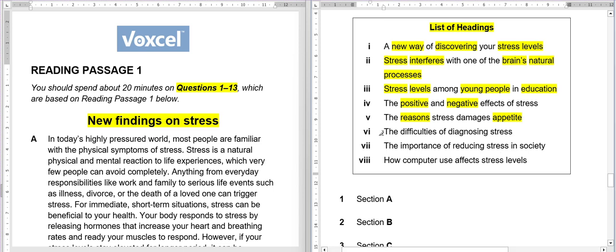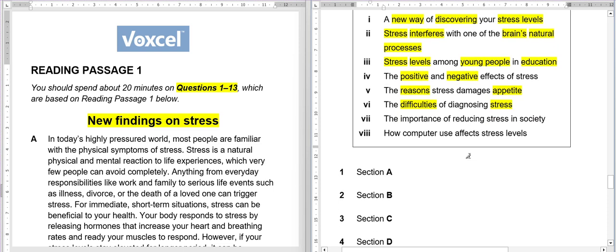Sixth, the difficulties of diagnosing stress. So whatever paragraph talks about the difficulties in diagnosing stress, like finding out about stress, that paragraph will have the sixth option as its answer. Seventh, the importance of reducing stress in society. So we have to talk about the importance of reducing stress in society.